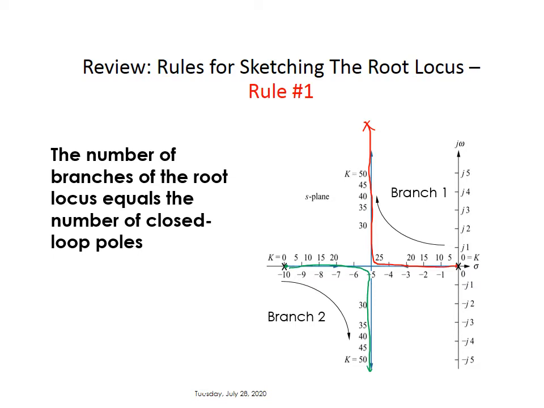So what does the first rule say? The first rule says that the number of branches of the root locus equals the number of closed loop poles. So if you have your closed loop system, the number of poles of your closed loop system will show you how many branches you will have, right? So that is the first rule.